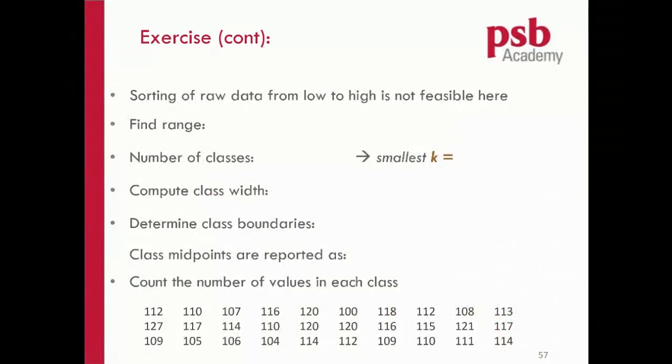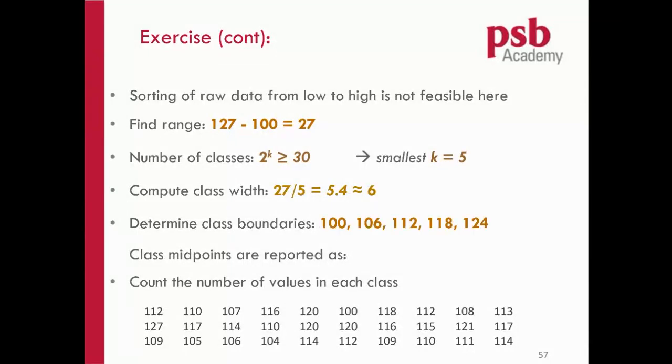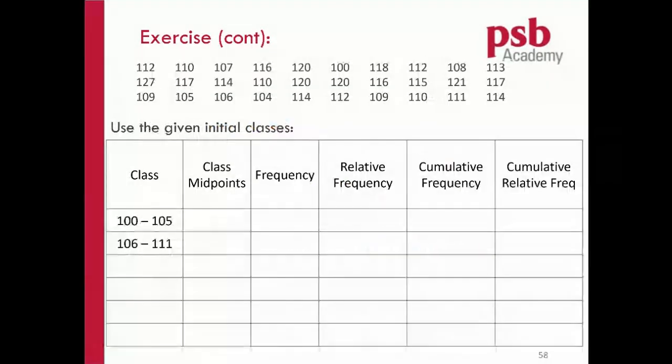Right, so let's see what we have. Find the range: 127 minus 100 is 27. Number of classes is 5, and the class width we found out already, and this is the boundary of the classes. If you want to find the midpoint, it's the middle of the class. You have to look at this: 100 to 105. This is given to you in the question. You just follow this pattern. And what is the midpoint? The midpoint will be 100 plus 105 divided by 2. So we get 102.5.